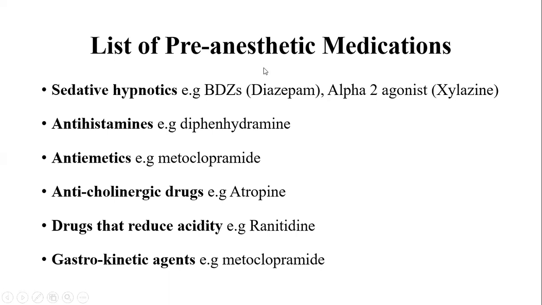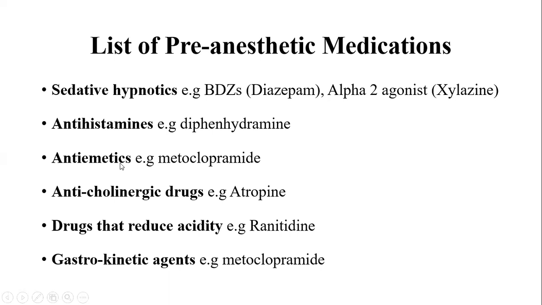So the first pre-anesthetic medication that we commonly use is the sedatives and hypnotics. The major examples of sedatives are the benzodiazepines and alpha-2 agonists. The most common example of alpha-2 agonist is xylazine, and the most common example of benzodiazepines is diazepam. Then the next pre-anesthetic medication that we use is the antihistamine, which includes diphenhydramine. They basically act as antiemetics and, you can say, antacids, and then antiemetics.